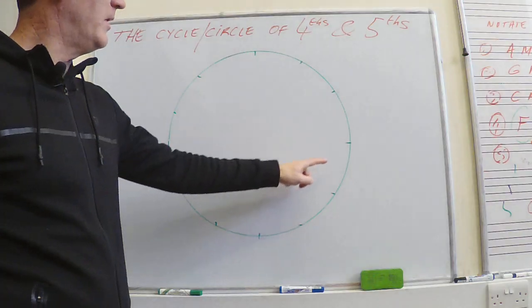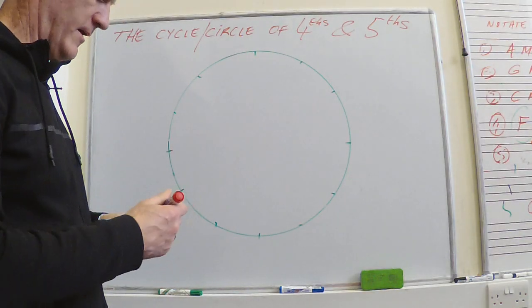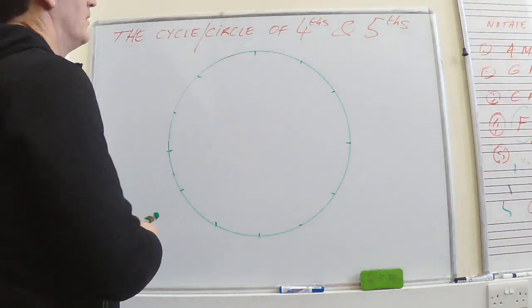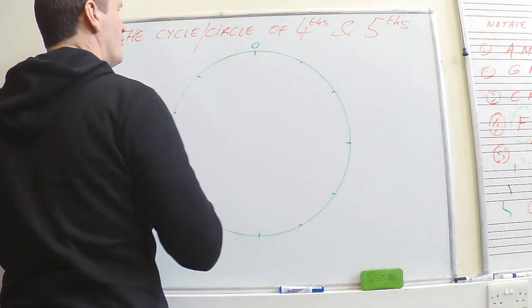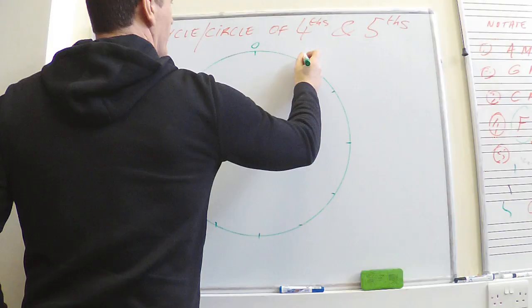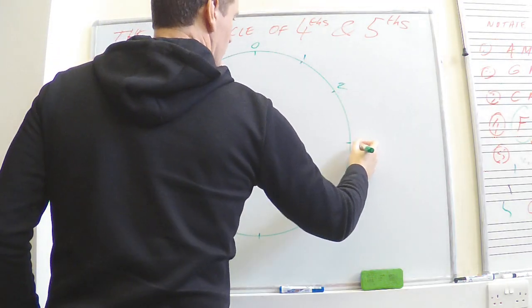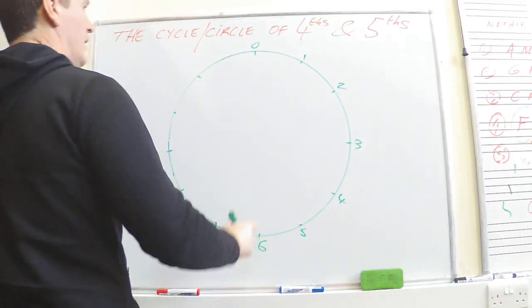I have drawn 12 points on the clock, and you have to treat each point of the clock as a number. We're going to treat the 12 o'clock position as 0-100 hours. Then we go 1 o'clock, 2 o'clock, 3 o'clock, 4 o'clock, 5 o'clock, 6 o'clock.